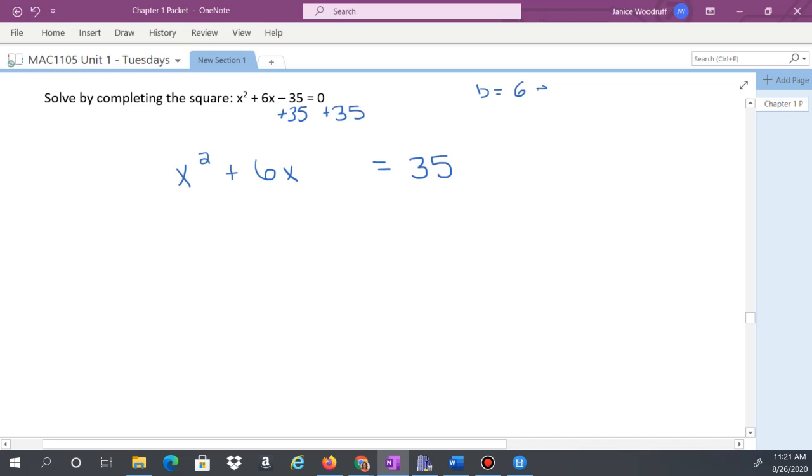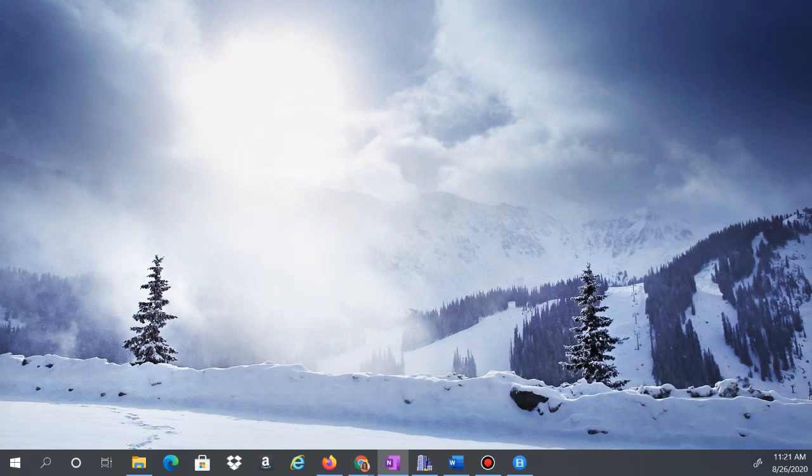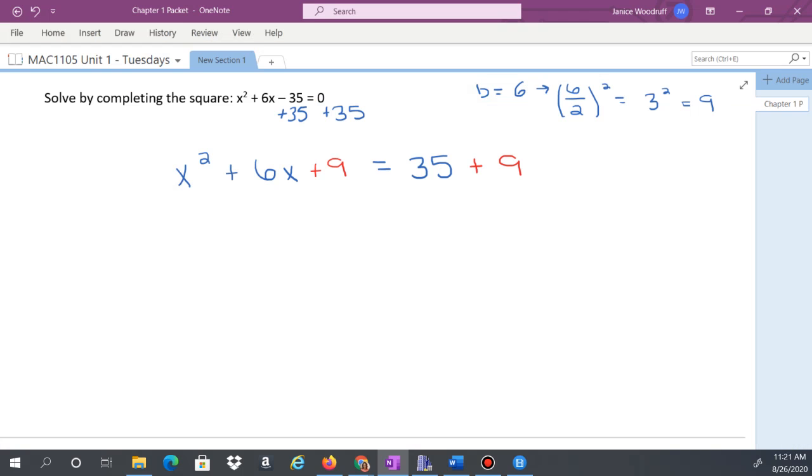So b over 2 squared. So 6 over 2, and then we're going to square it. Okay, so that's going to be 6 over 2 is 3. 3 squared, 9. We're going to take that 9, we're going to add it to both sides.